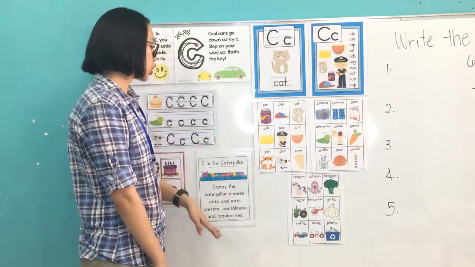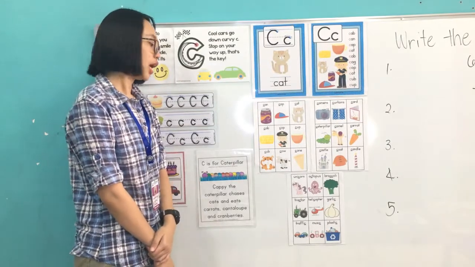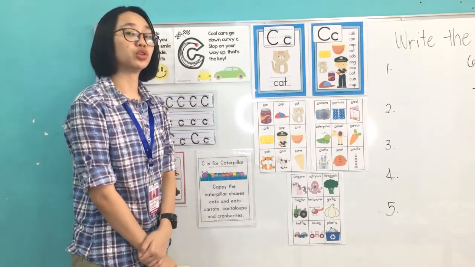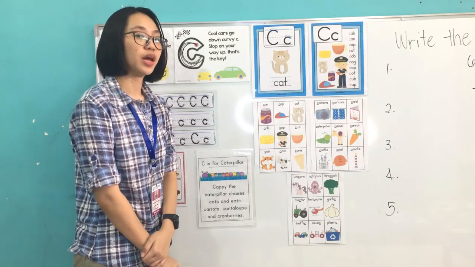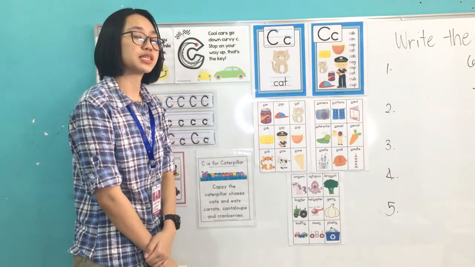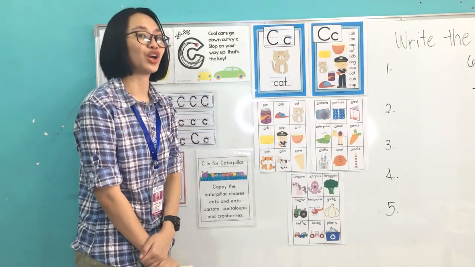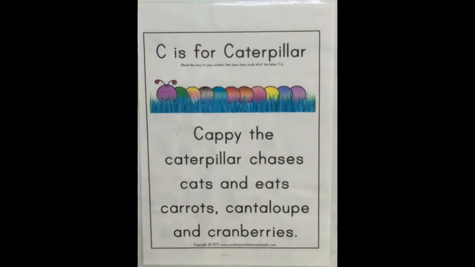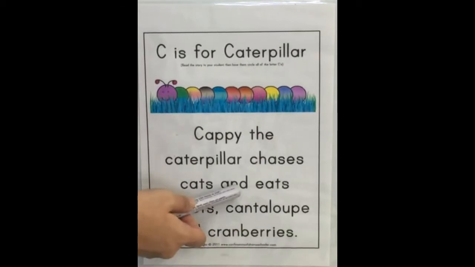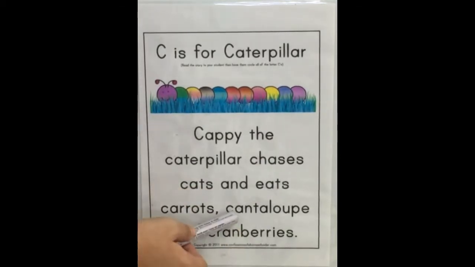Now, we have our short story for the letter C. When I read the story and you want to join in, you can read with me. And we're also going to look for the things that have the letter C in our story. What are the words that have the k sound in our short story? Let's read. C is for caterpillar. Cappy the caterpillar chases cats and eats carrots, cantaloupe, and cranberries.